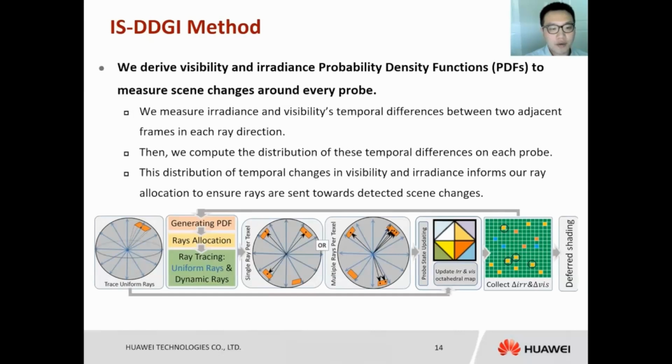Our pipeline consists of initially tracing a few uniform rays on the probe to collect external scene changes. Then, by computing the temporal deltas of the irradiance and visibility, we generate these PDFs for ray allocation, and our ray tracing traces both the uniform and dynamic rays into the scene to collect ray samples. Finally, our integration uses both the current frame's collected samples, as well as those from previous frames, in order to produce the shading results.